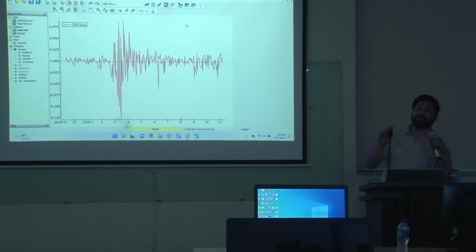Your variable should be IID, independent, identically distributed. Independent means there is no autocorrelation. Each observation should be independent of other observations. Identical means they are from the same distribution.